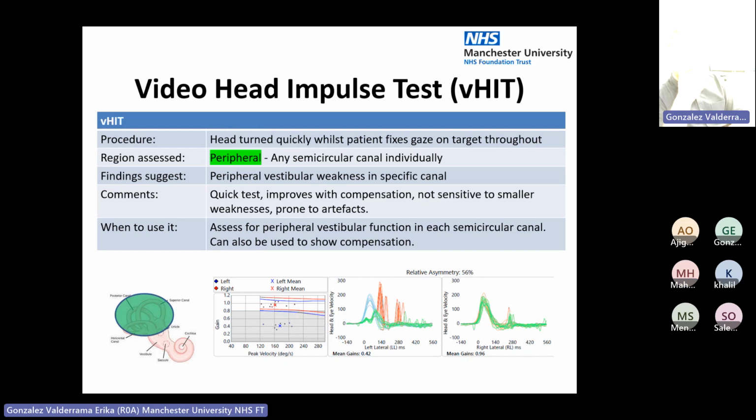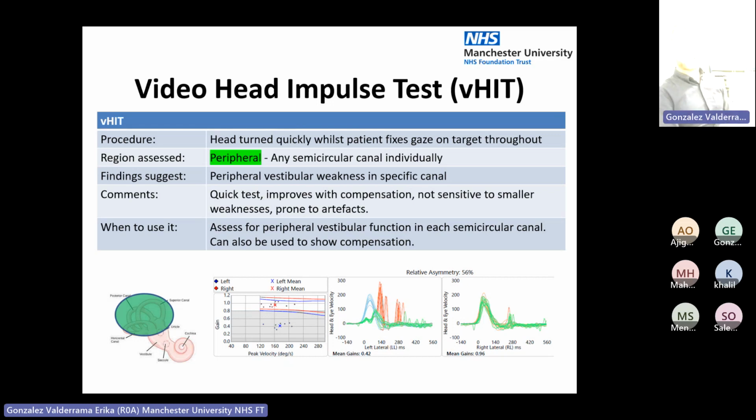So I'm just going to run through the main vestibular function tests that we do. There are tons more, some of them are a bit outdated, and some are only done very rarely, like, for example, electrocochleography. But you don't need to know about that stuff. You might at some point be told that this person's V-HIT was positive, but their caloric was normal, and what does that mean? Hopefully these slides will help you understand that a little bit.